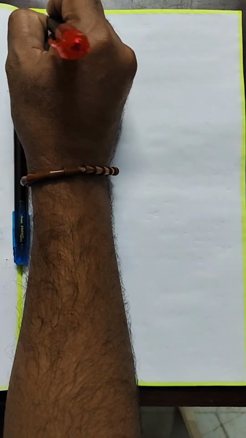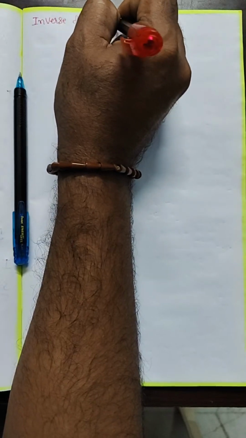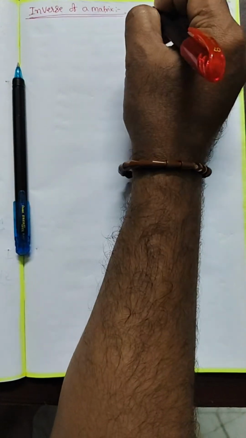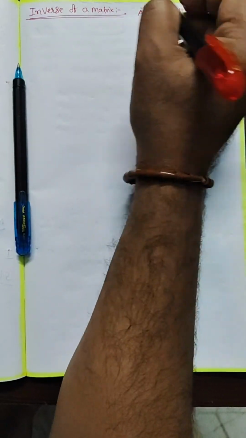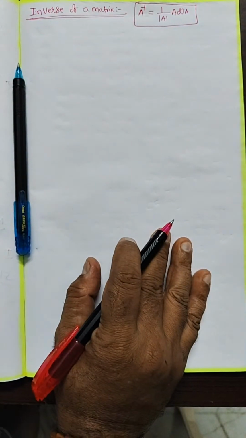Another concept we will go to. What is that concept? Inverse of a matrix. So the inverse of a matrix is denoted like this: 1 by det A into adjoint A. This is the formula to calculate the inverse of a matrix. You know how to calculate adjoint A and all.